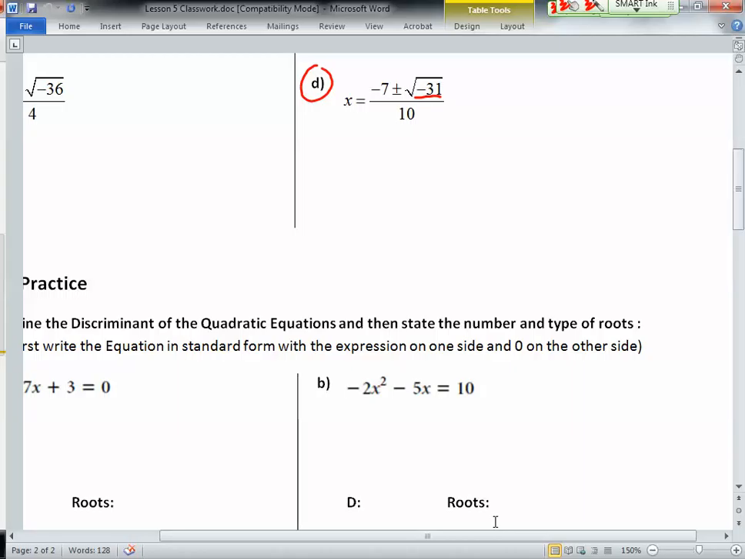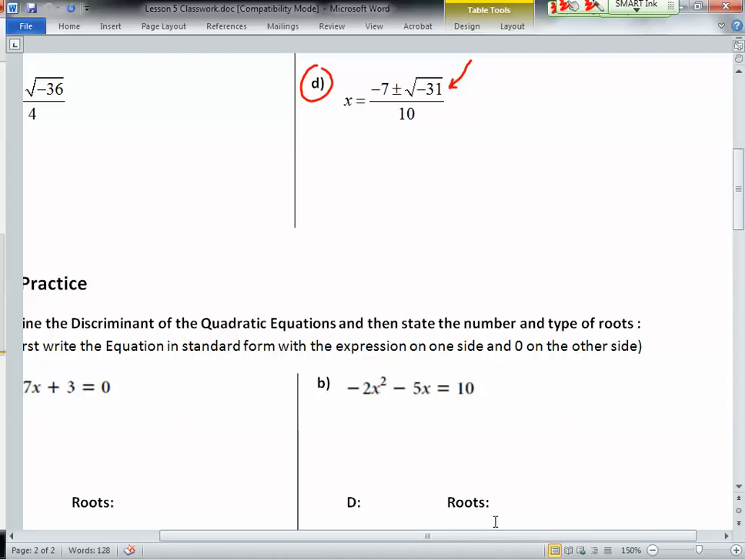The only difference here is that I have a negative value in the radical. Anytime I see a negative inside that square root sign or that radical, I know I'm going to end up with i's, with imaginary numbers. Okay, so keep that in mind. So my first step here is to try to simplify this square root of -31. Is -31 a perfect square?